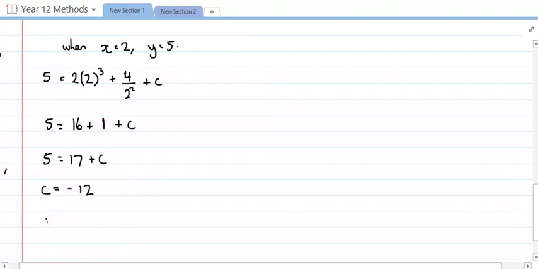And now that we have c, we can say therefore f of x is equal to 2x cubed plus 4 on x squared, and then minus 12. And there we have the original equation based off that information.